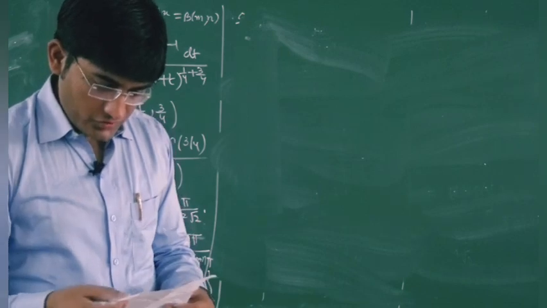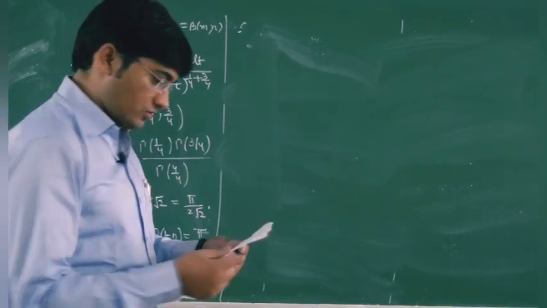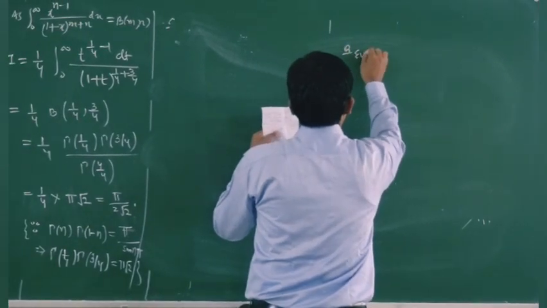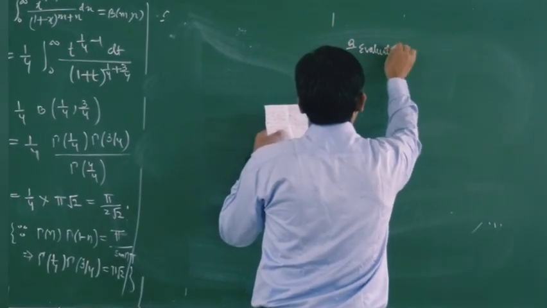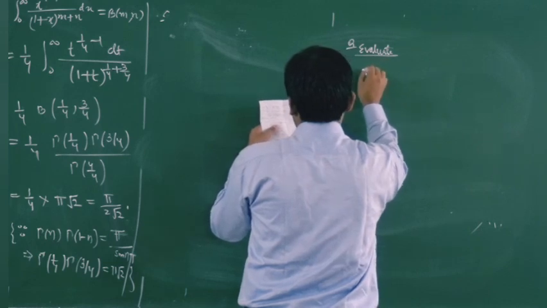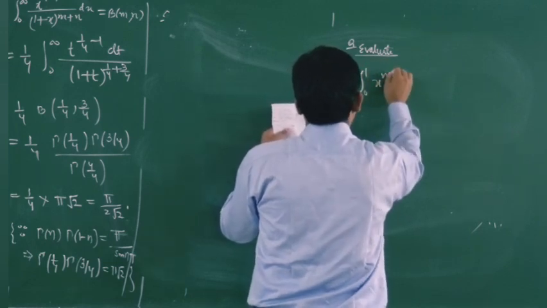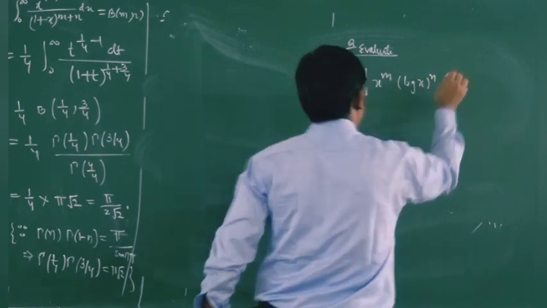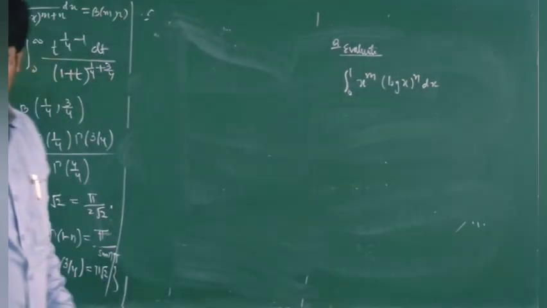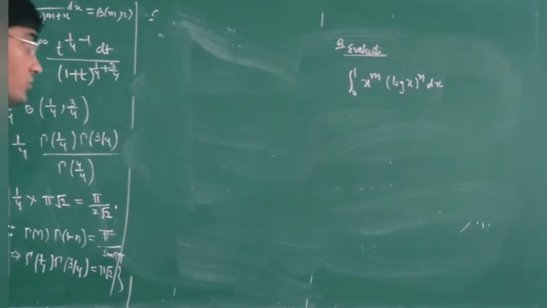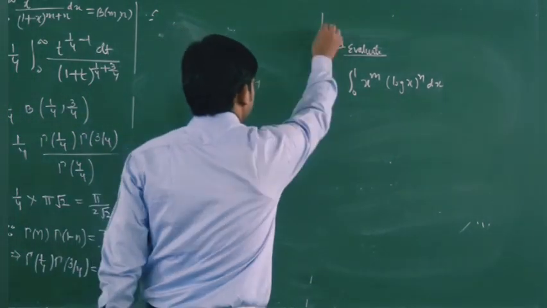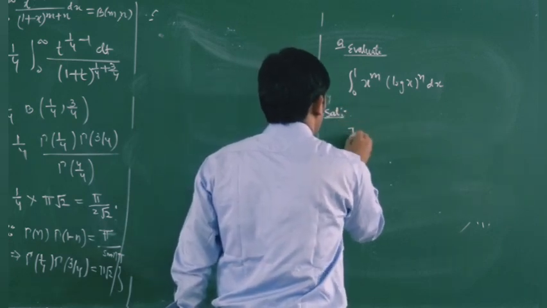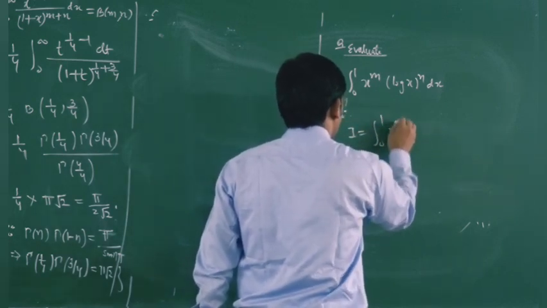We have a very important question based on beta and gamma function. So let us solve another question. Evaluate the integral from 0 to 1 of x to the power m, (log x) to the power n dx. So let us evaluate this integral. Your solution will be: let us assume this integral as I.